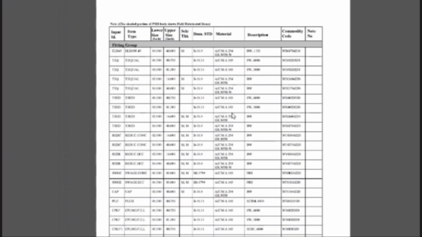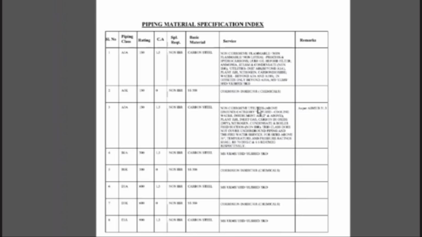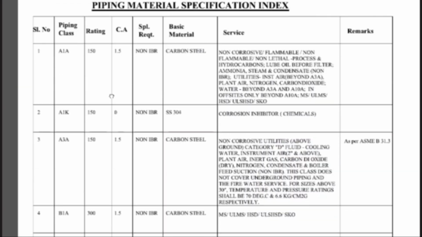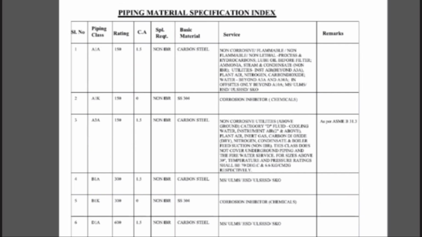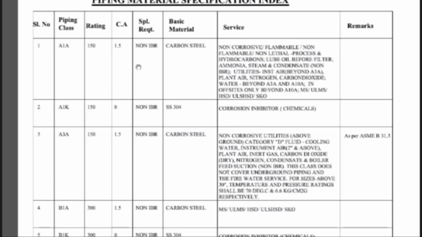So this whole document is a piping material specification, which in short form is PMS. Okay. So it starts with the index, like any document. It lists the number of pipe classes used in a project. Then it gives its basic description of that pipe class, that this is a class 150 pipe class. What is the corrosion allowance? It is 1.5 mm. Any special requirement, which is a basic material, carbon steel or stainless steel, and for which services it is used.